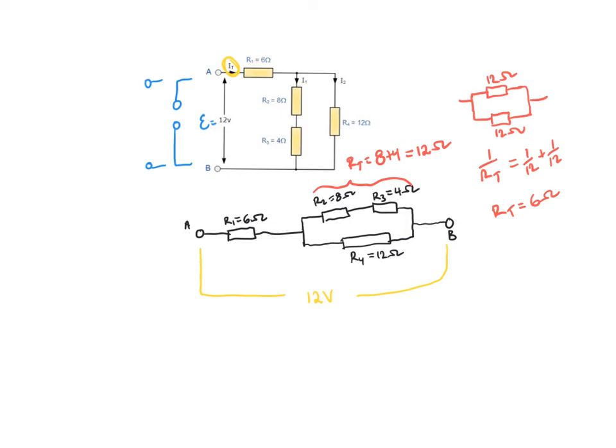So now I can replace all of this combination with a 6 ohm resistor. So it will be 6 ohms with 6 ohms. So the total of that will be, since they're in series, 6 plus 6, which is 12 ohms. So I know the total resistance of my circuit and I know the total EMF.